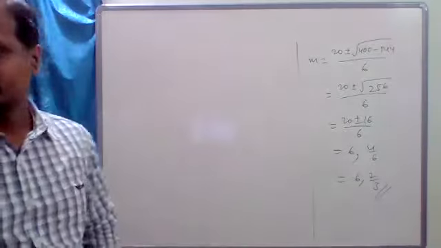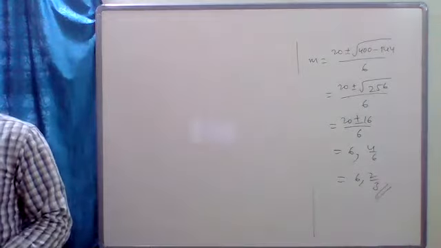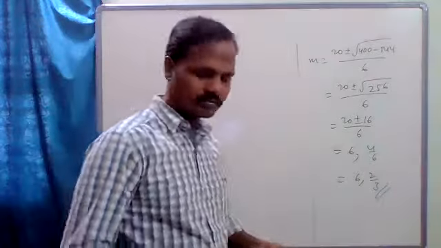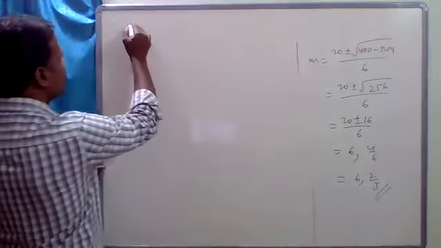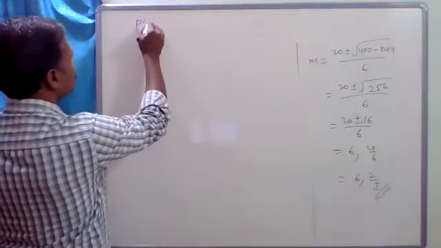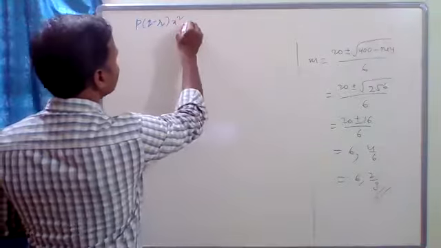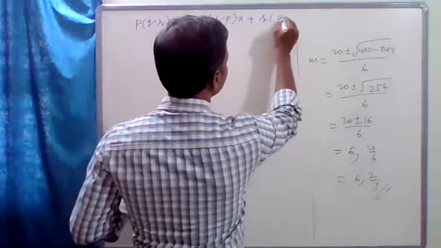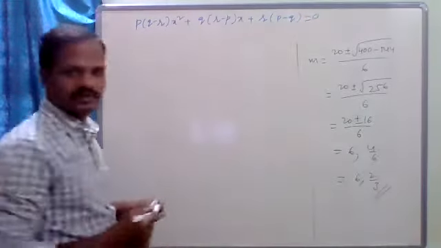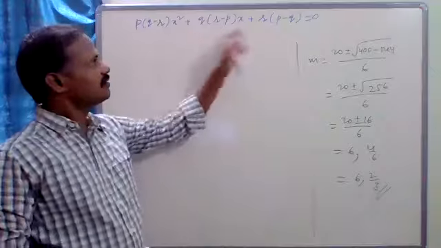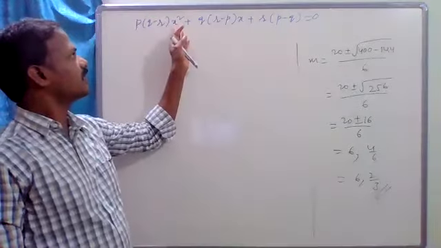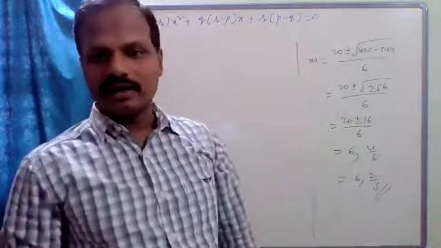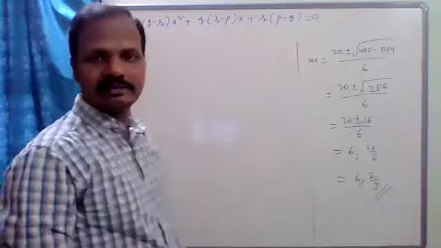The next problem. If roots of the quadratic equation (p into q minus r) x square plus (q into r minus p) x plus r into (p minus q) equal 0 are constant, find the relation between p, q, r.